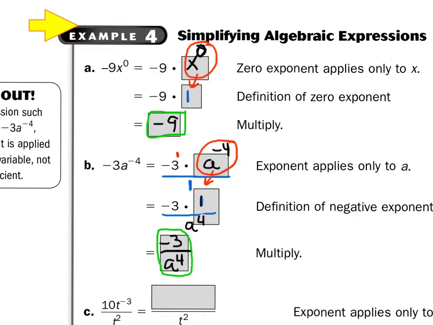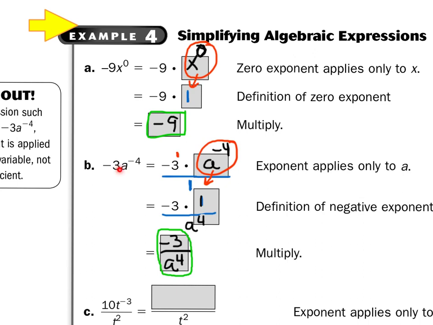Okay, let's take a look at example 4, simplifying. So I have negative 9x to the 0 power. Well, it's really important that, remember there's that invisible multiplication symbol between the negative 9 and the x. So separate them. Put negative 9 times x to the 0 power. Now let's just bring the negative 9 down, but the x to the 0 power, remember, anything that 0 power touches instantly becomes 1. So this means negative 9 times 1, which is just negative 9.